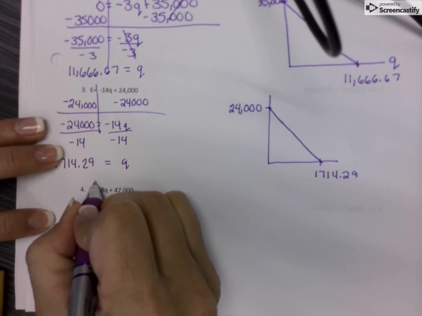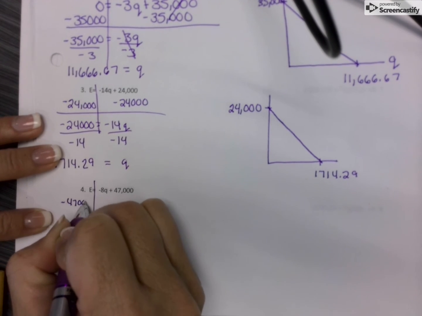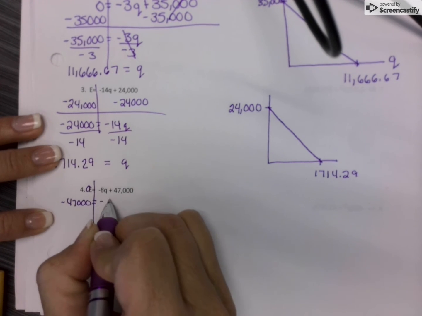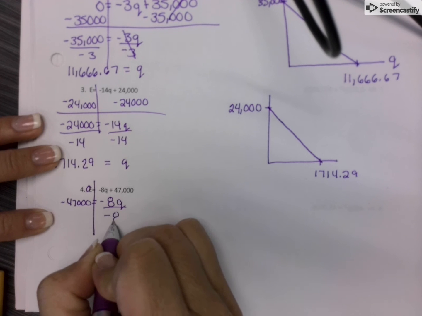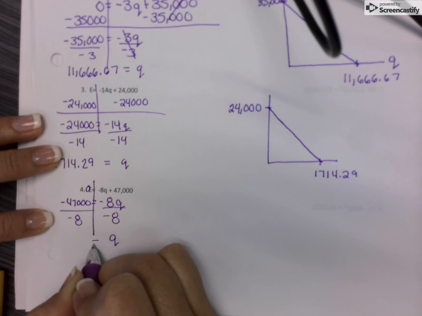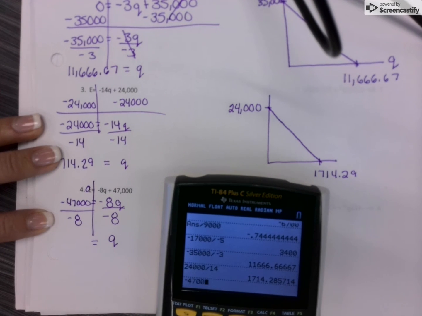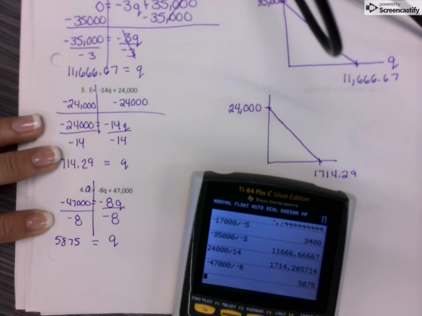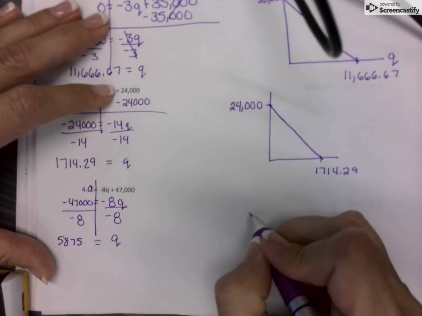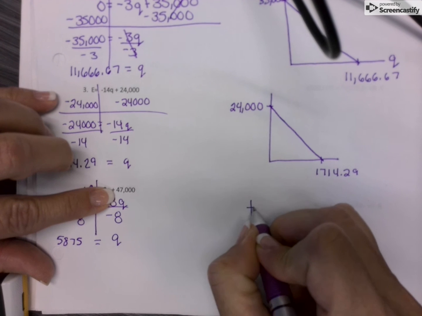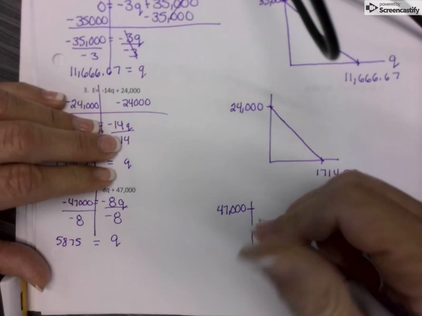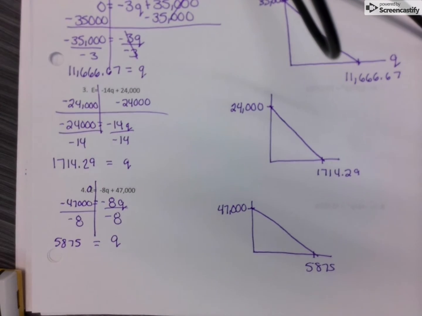And number 4, I'm going to subtract 47,000. Remember, we're just substituting in 0 for y to find our x. And we have negative 8q. Divide both sides by negative 8. And I get q equals $58.75. Somebody please verify. Verify? Yes, thank you. So here's our y-intercept at 47,000. Our x-intercept at 58.75. 2 points make that perfectly straight line.